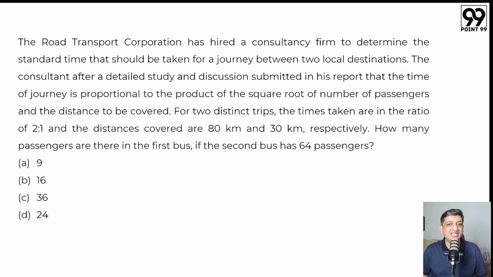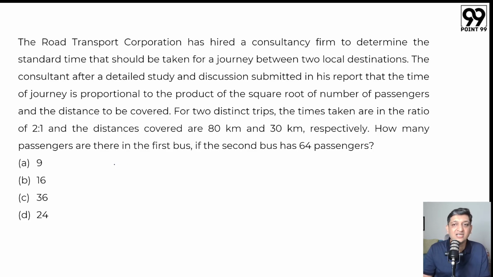Let's look at this question. So try this question again on your own, then have a look at the solution. Spoiler, this question is slightly easier to do. Now, the Road Transport Corporation has hired a consultancy firm to determine the standard time that should be taken for a journey between two local destinations. The consultant, after a detailed study and discussion, all this is story, so we need not really focus on this, reports that the time of journey is proportional to the product of the square root of the number of passengers and the distance to be covered.